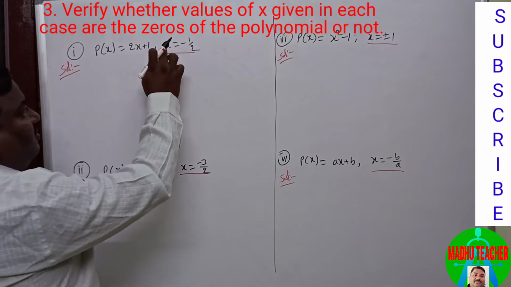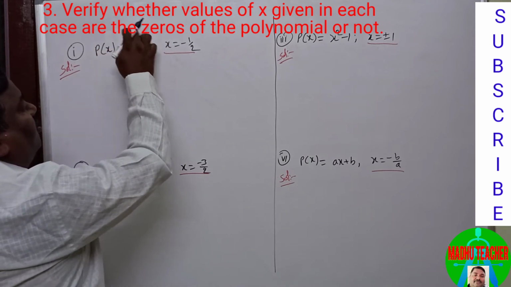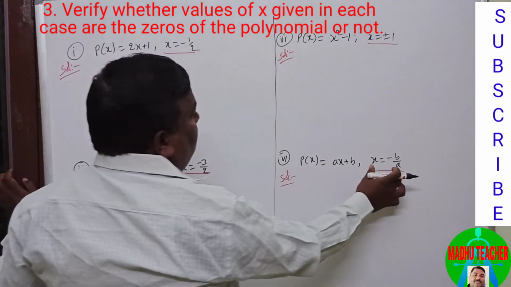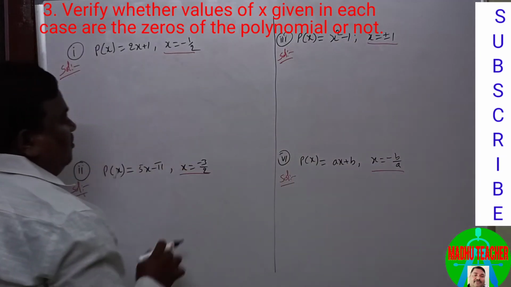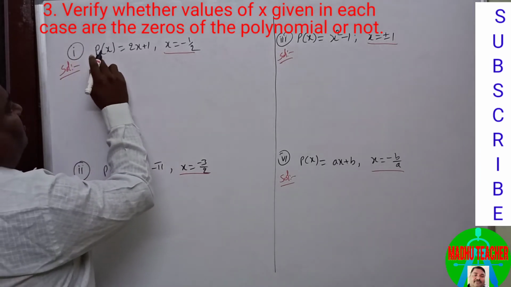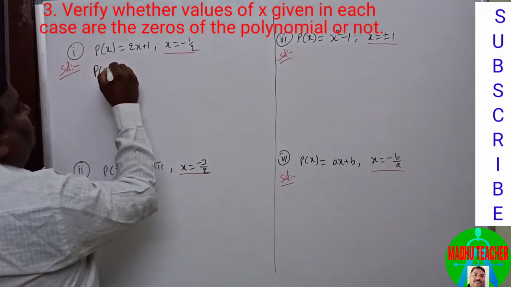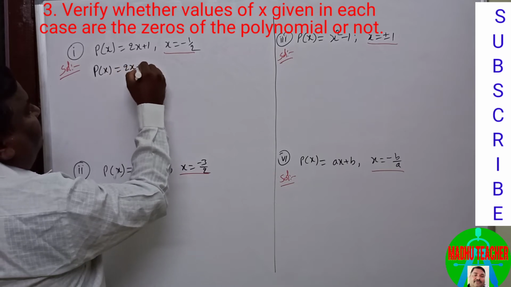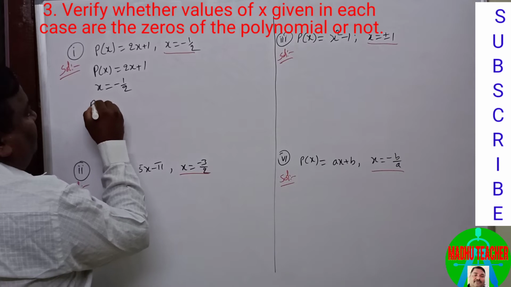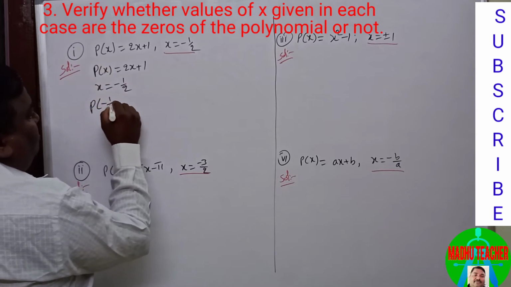Okay, every time, for each problem, the variable value is given opposite the polynomial, and you have to check whether that variable value is a zero of the polynomial or not. Let us see the first one. Given one is p of x equal to 2x plus 1. What you have to find? x equal to minus 1 by 2. Just replace x with minus 1 by 2.